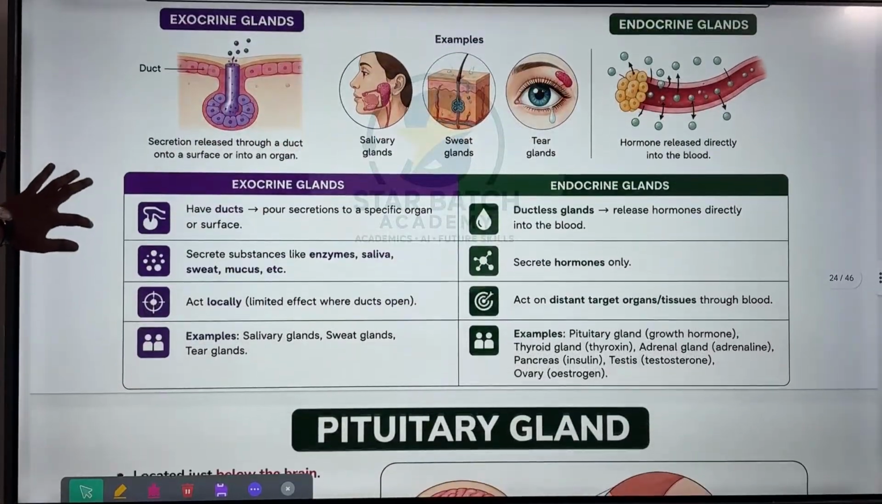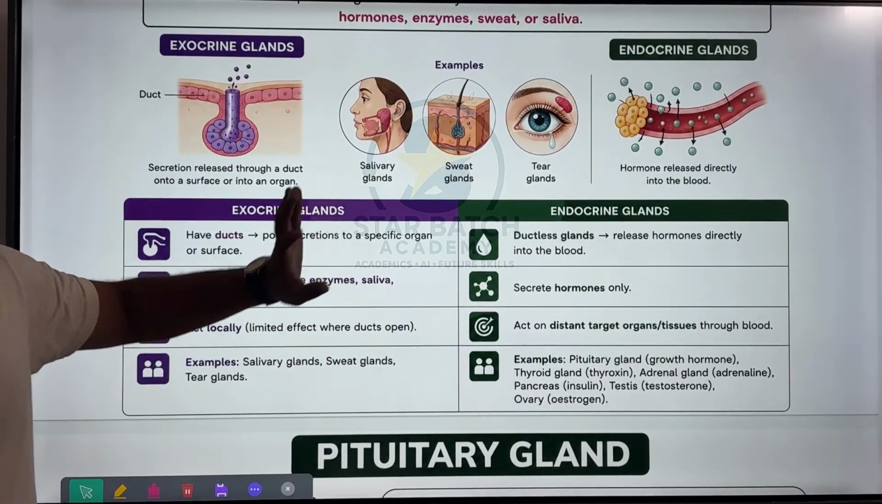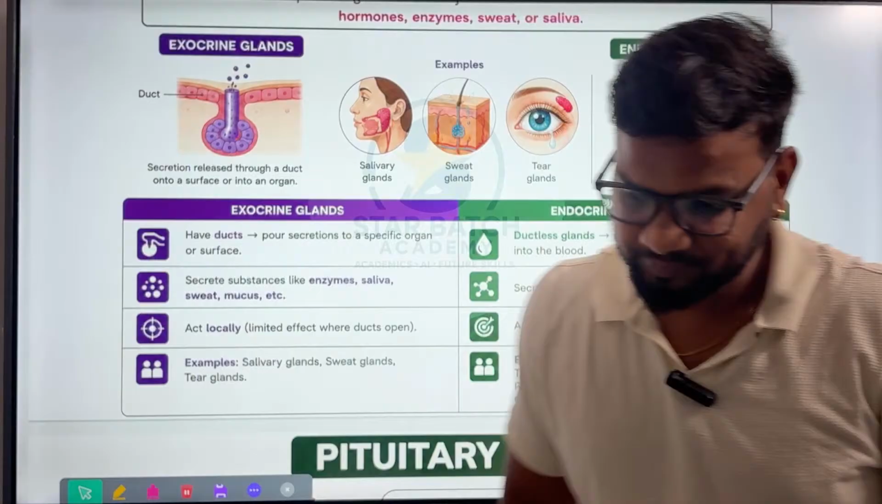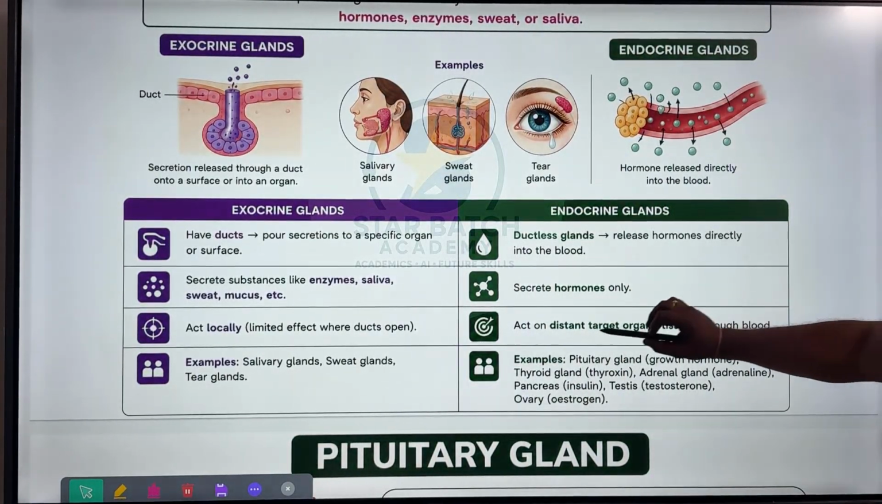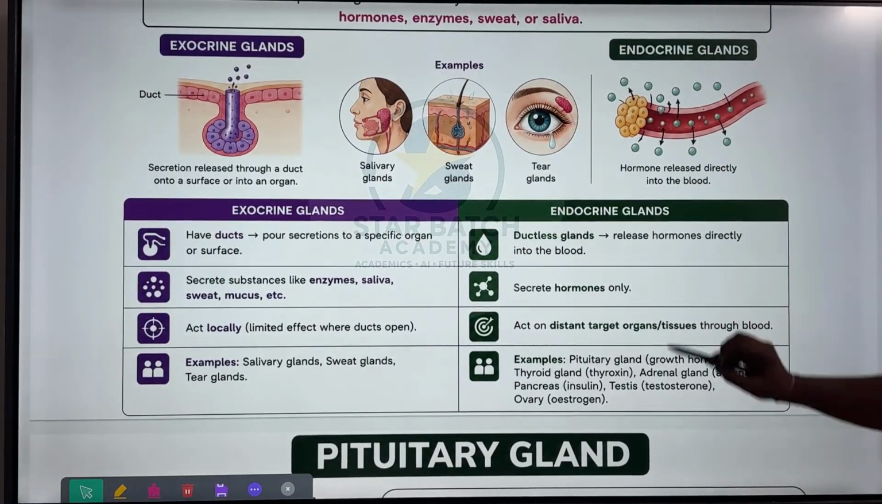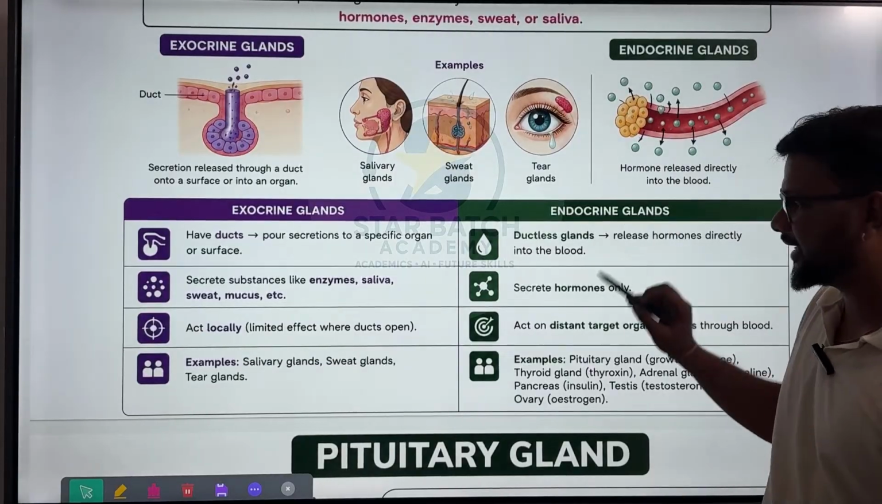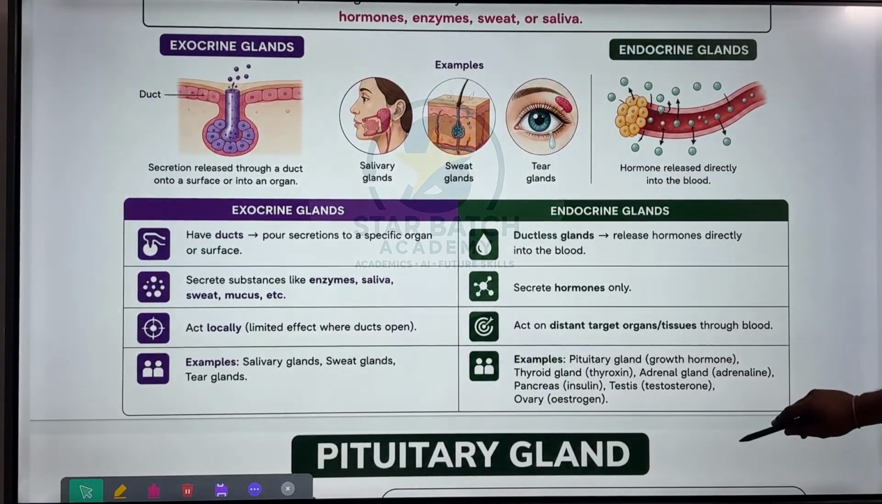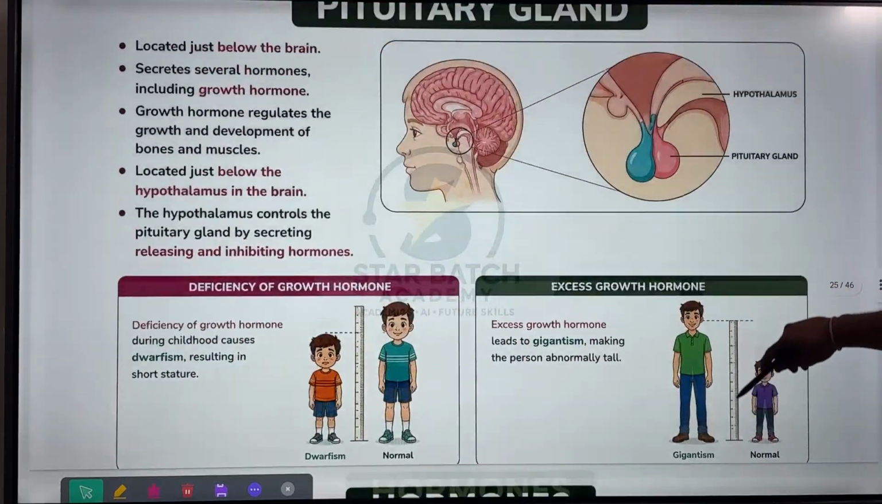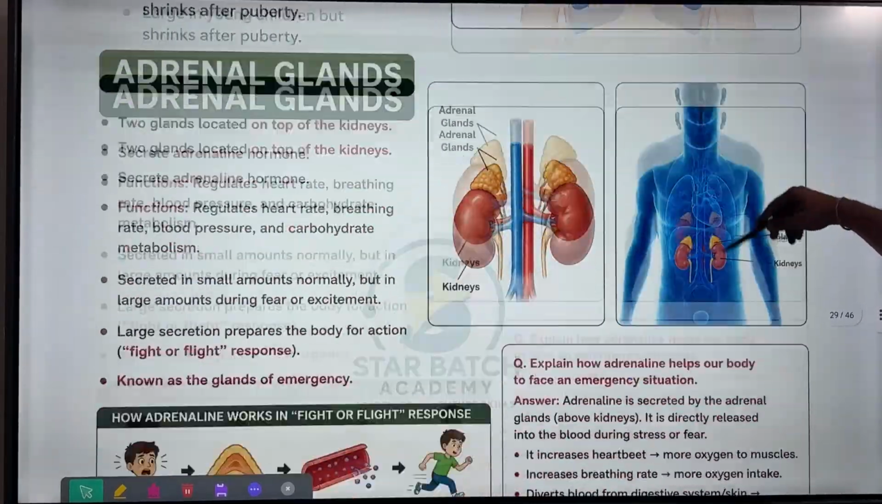Yeah, where were we? Yes, so secretion substances like enzyme, saliva, sweat, mucus, etc. and we have this secrete only hormones in endocrine. Clear? Yes. Pituitary gland we have. I have this in the last. I'll just explain all these things in the table.